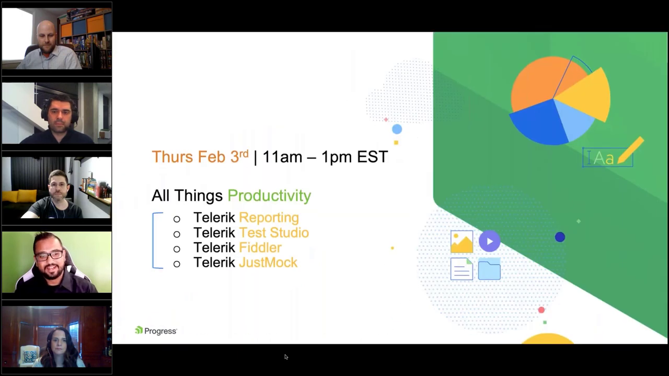And this is today. This is all things productivity. If you are looking for an agenda, that's what it is. We're going to talk about four things: reporting, Test Studio, Fiddler, and JustMock, in that order. So probably about half an hour, give or take, for each one of them. So we hope that you can sit through and take it all in as to what we can do for you productivity-wise.